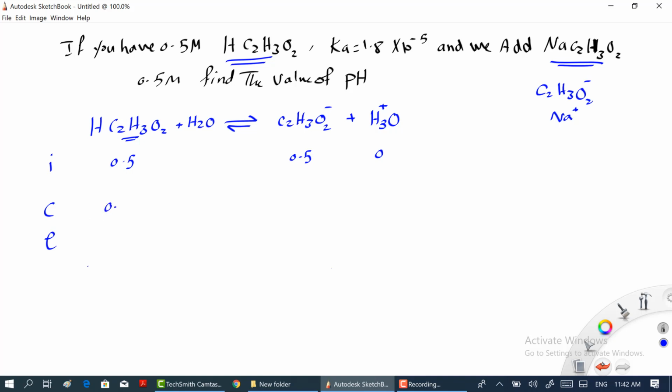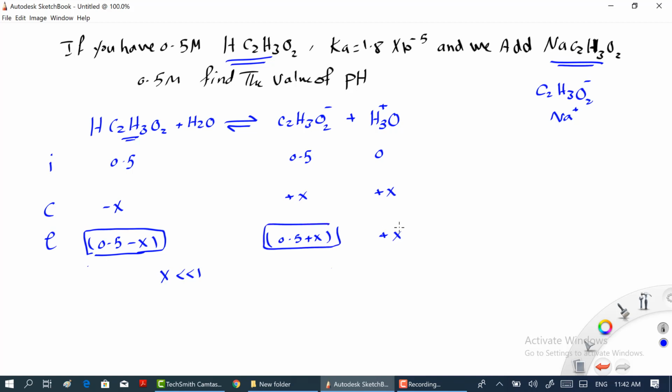0.5 in the step of change, subtract x, plus x, plus x, so it will be 0.5 subtract x, 0.5 plus x, plus x. The value of x is very small, so it can be neglected. So 0.5 subtract x and 0.5 plus x will be 0.5 and 0.5, since the value of x is very small.